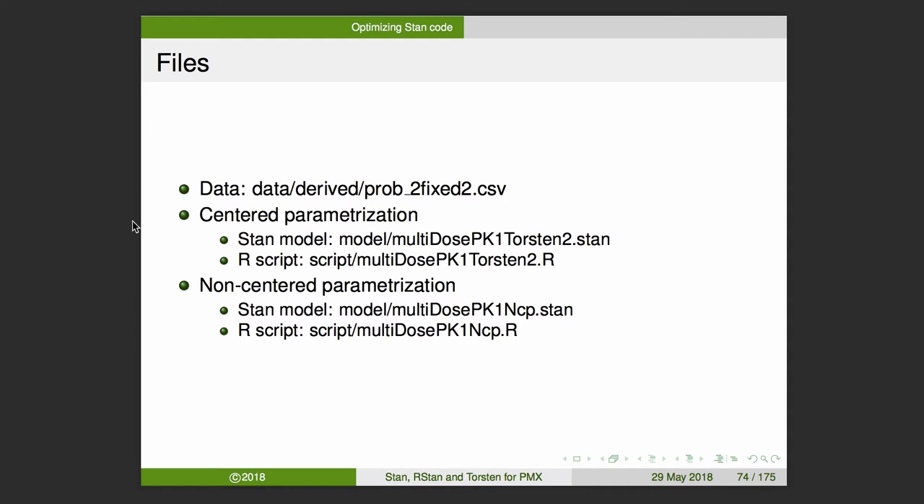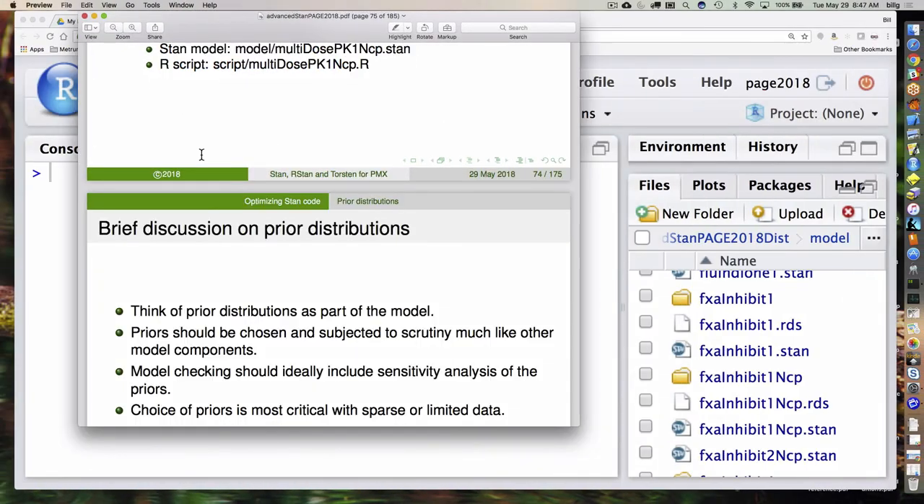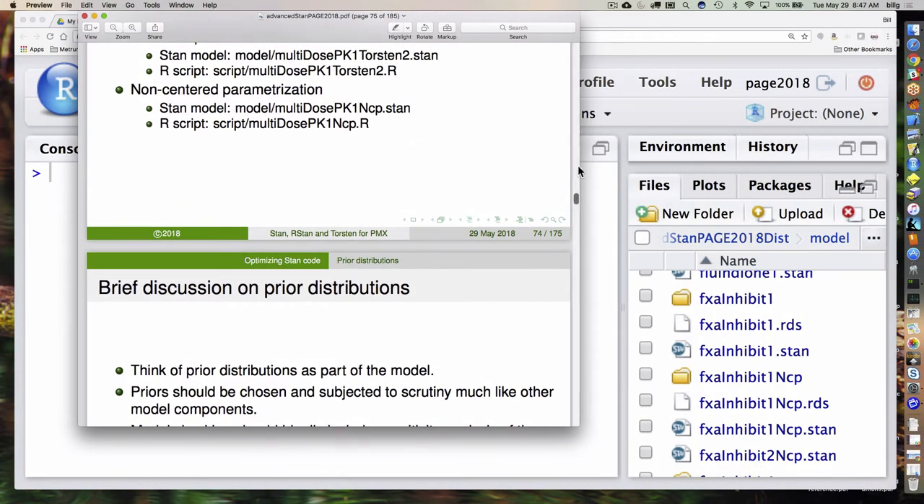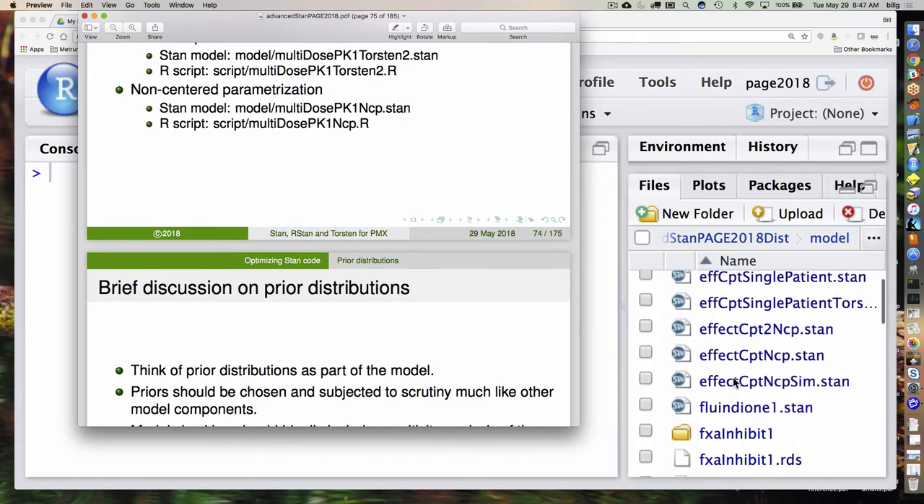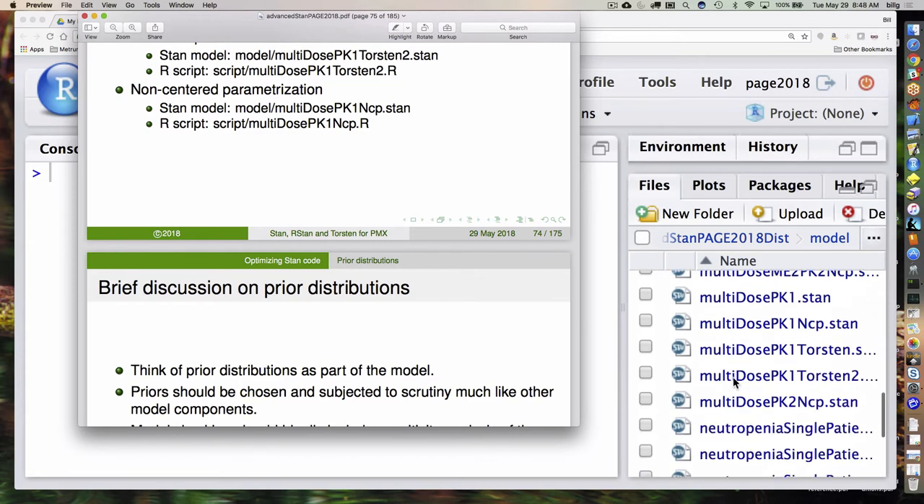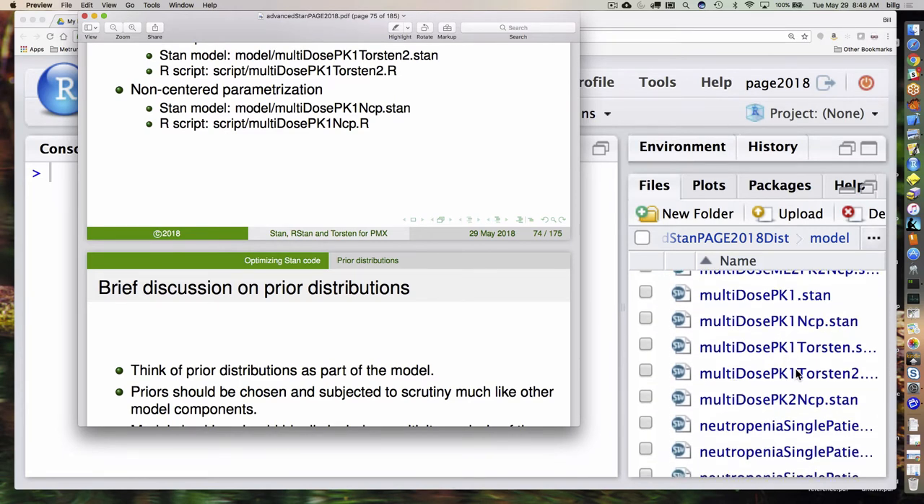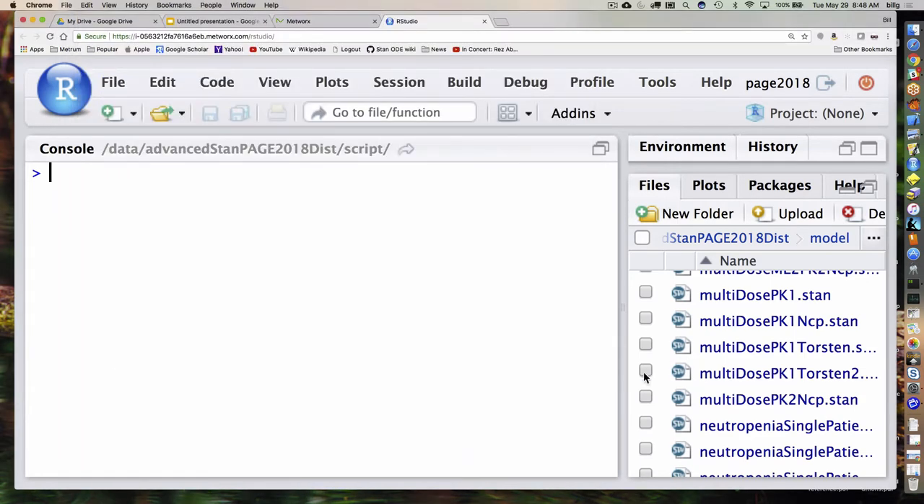Now, the first thing it actually shows you is the centered parameterization, which is the way we've already done it before, except before I did that in Torsten, but let me pull it up just to compare them. And then we've got one that's called the multi-dose PK1 NCP. So let's pull up the function. Dose PK1 or PK1 Torsten 2. Okay, that must be this guy.